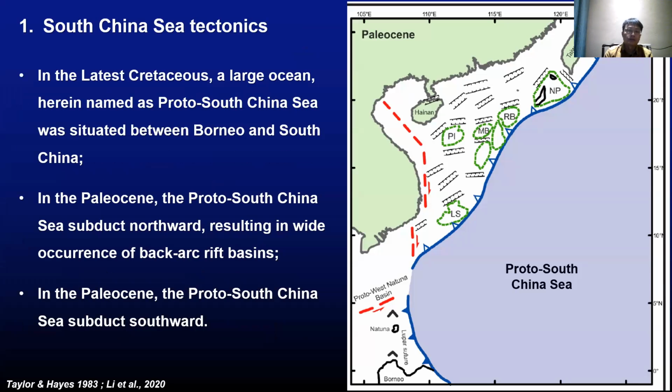In the latest Cretaceous, a large ocean here named as Proto-South China Sea was situated between Borneo and South China. So this Proto-South China Sea in the Paleogene subducted northwards, resulting in a wide occurrence of the back-arc rift basins, which finally led to the formation of the current South China Sea. In the Paleocene, the Proto-South China Sea also subducted southward and finally disappeared, with only the current South China Sea in place.